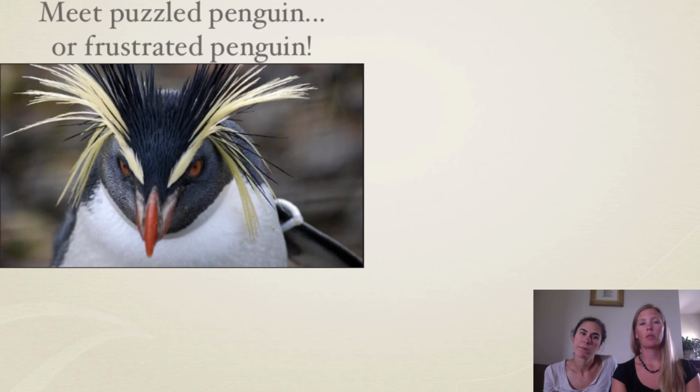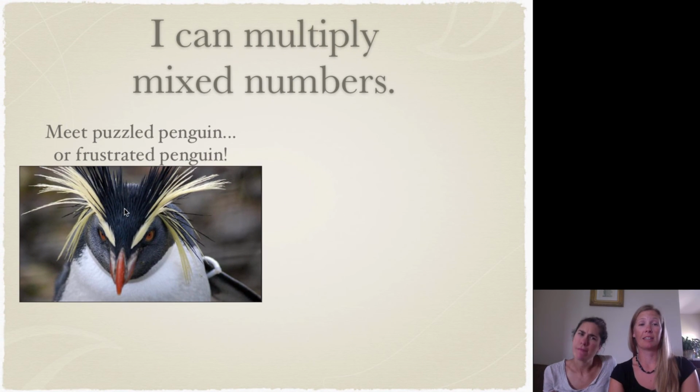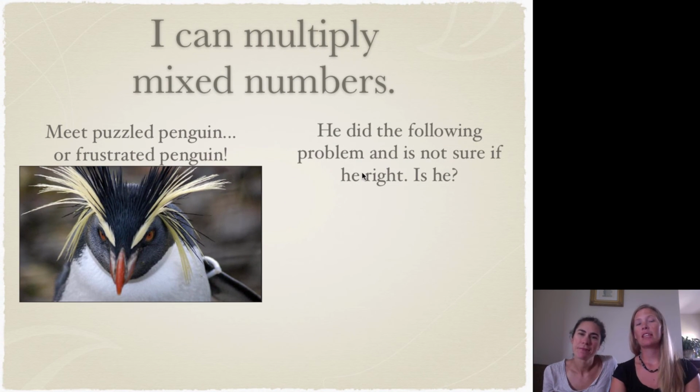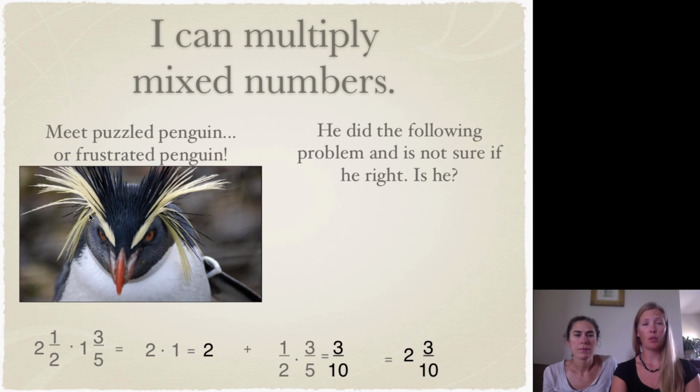And it has to deal with our very frustrated, angry, puzzled penguin. He looks so frustrated. So he was trying to solve multiplying mixed numbers, and he just got really confused. So here's what he did. Your job is to look at what he did. Here's the problem: 2 1/2 times 1 3/5. So look at what he did.